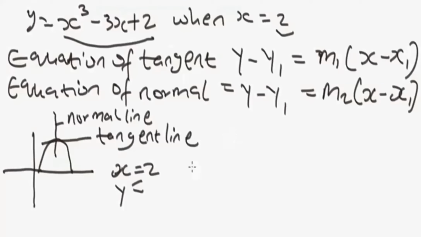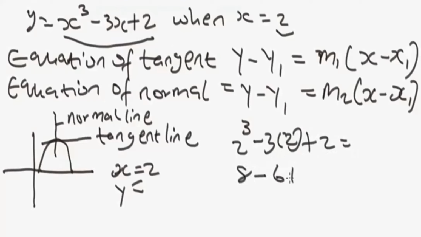So when we do it, we're going to have it to be 2 cube minus 3 times 2 plus 2, which give us, so we have 2 cube will give us 8 minus 6 plus 2, so we have it to be 4. So our y will be 4. Alright, so when our y is 4, let's get our m1.